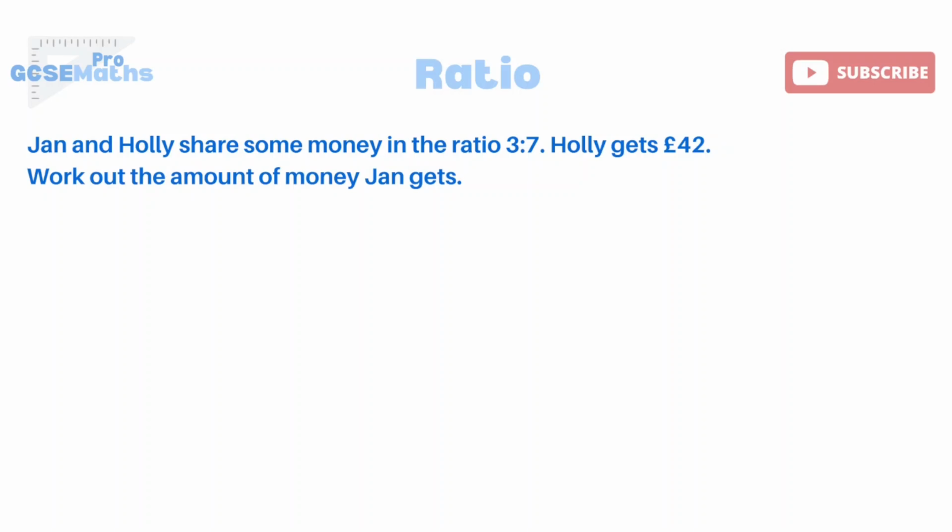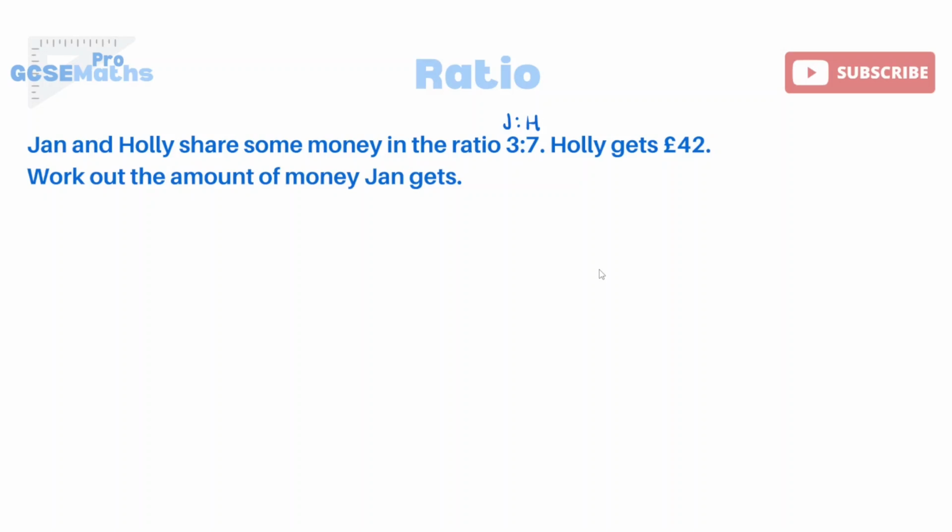So Jan and Holly share some money in a ratio of 3:7. First of all, I like to put the initials just so I can visualize it here. You're going to write them in the same order that they are written in the question. So Jan is first, therefore she will be with 3 parts, and Holly is second, so she will be the 7 parts. We're then told that Holly gets £42. We need to work out the amount of money that Jan gets.